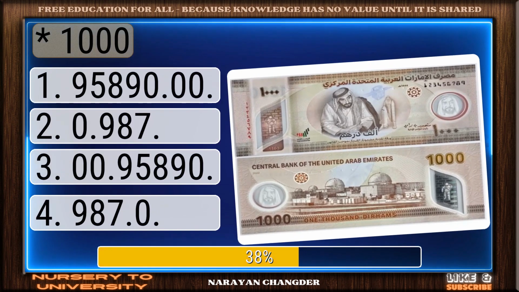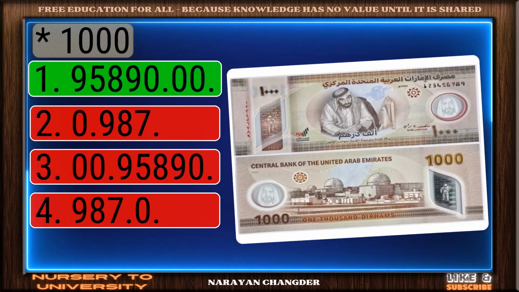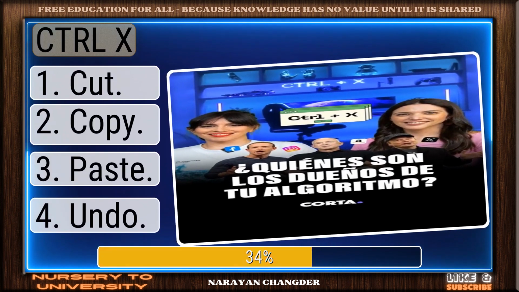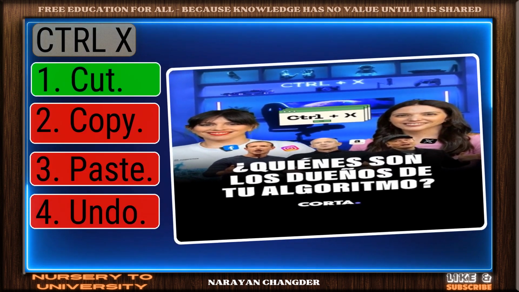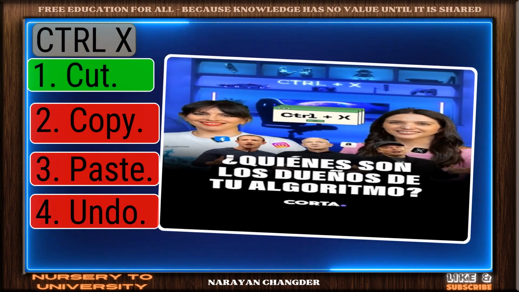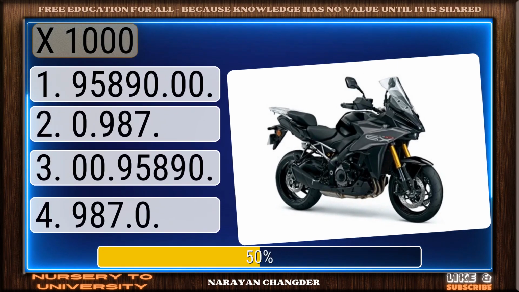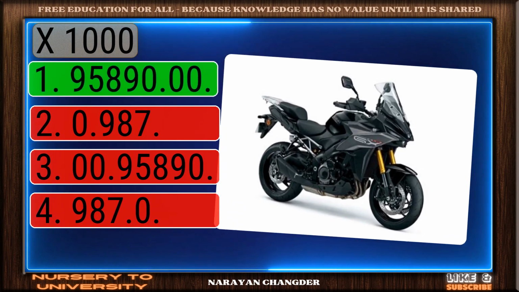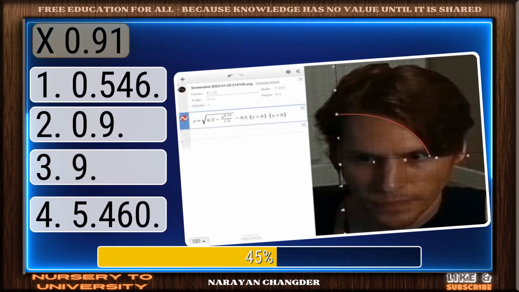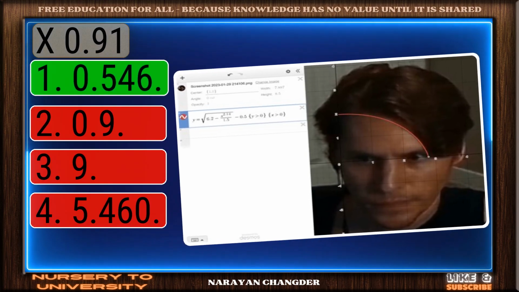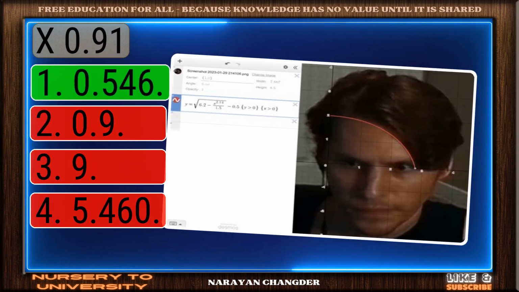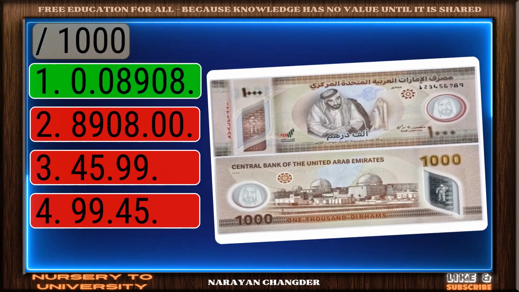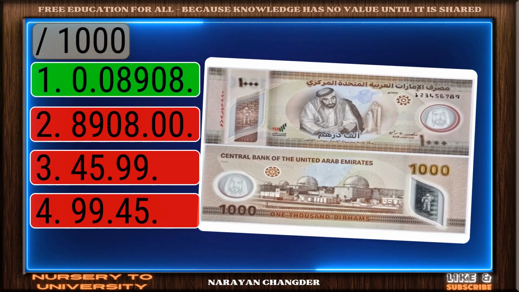1000. Right choice. 958.90 is the best answer. X. You got it. Your choice cut is right. 1000. Valid point. 958.90 dollars is true. You chose 0.546 and it is correct. Well reasoned. 0.0998 is the correct choice.